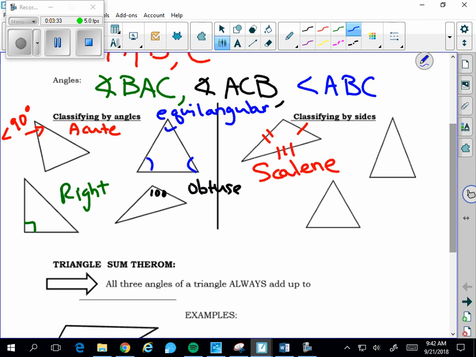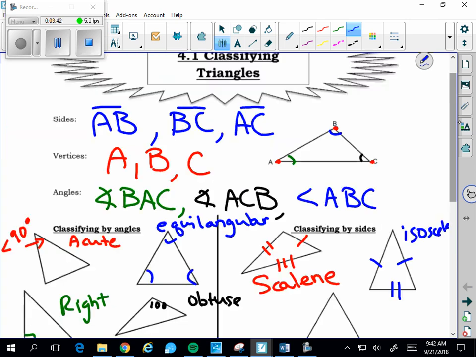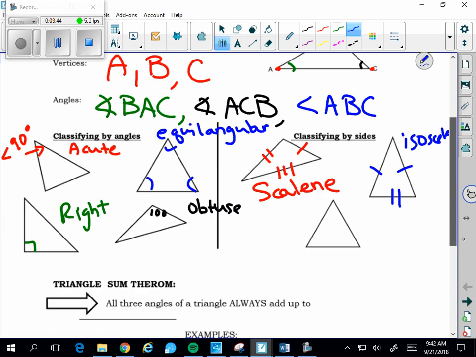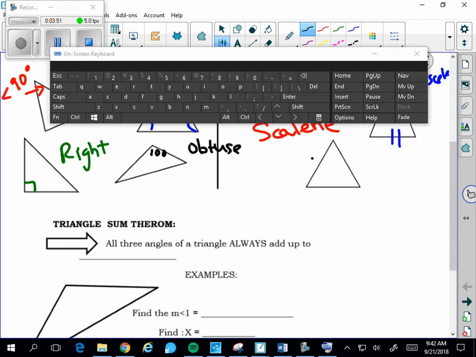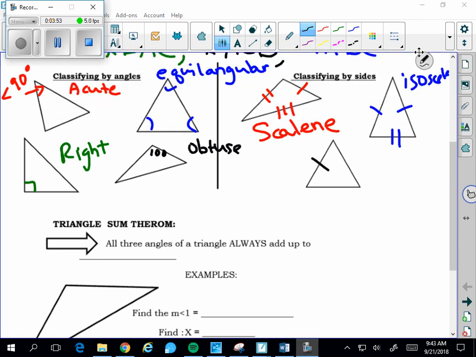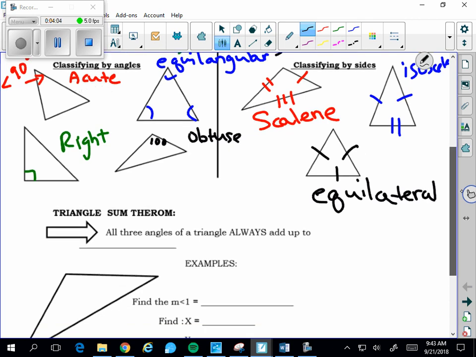To the right, I'm going to say these two are equal, and this one is not. That is isosceles. Hopefully you can read that. Isosceles triangle. And then the last one, like we said before, if I have all of my sides equal to one another, that's an equilateral triangle, if I'm talking about the sides. So that should all be pretty familiar to you.